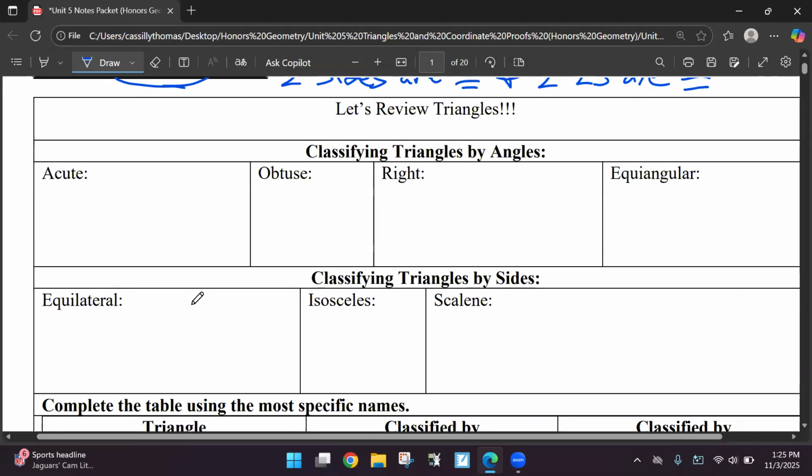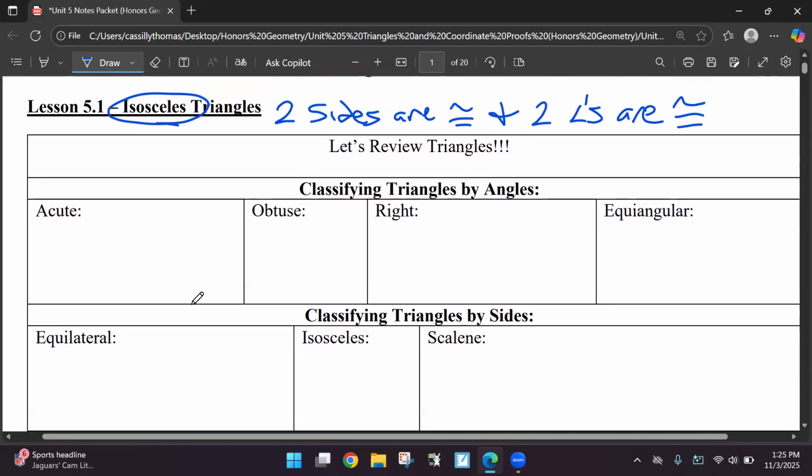All right, but we can do better. Maybe there are some other ways. If I say something is an acute triangle, what that means is all three angles are acute. If all three angles are acute, that means they are going to be less than 90 degrees. Every angle, all three angles, are going to be less than 90 degrees.